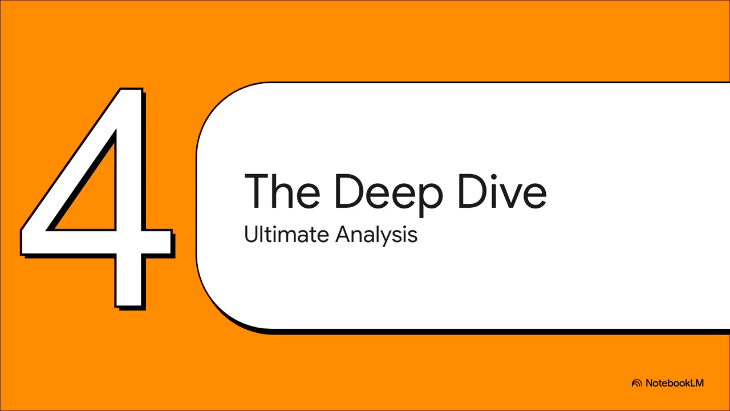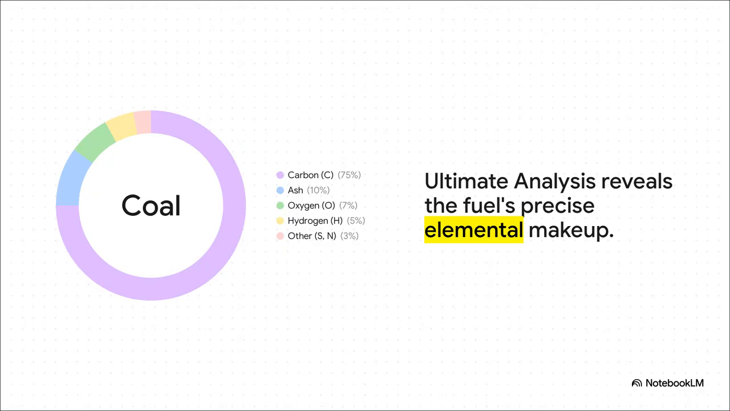So proximate analysis gives us a fantastic quality check, but it kind of lumps things into big groups. If we want to know the specific elements inside the fuel, we need to do a deep dive. And for that, we use ultimate analysis. This gives us the fuel's exact chemical recipe. And this is what ultimate analysis tells us: a precise percentage of each core element. How much carbon, how much hydrogen, how much sulfur, and so on.